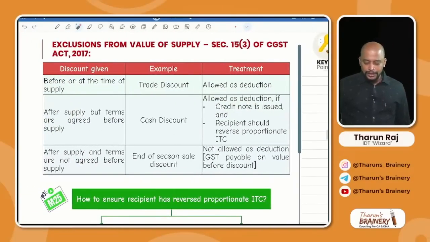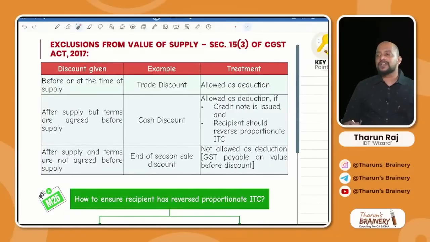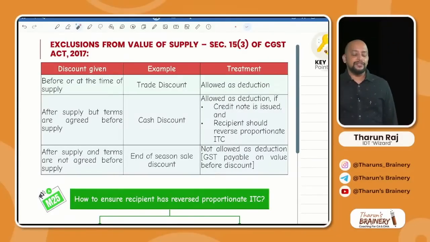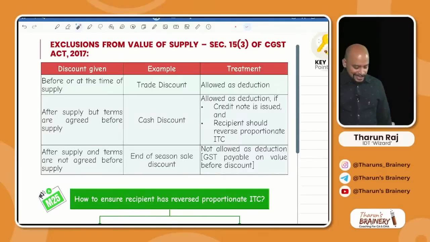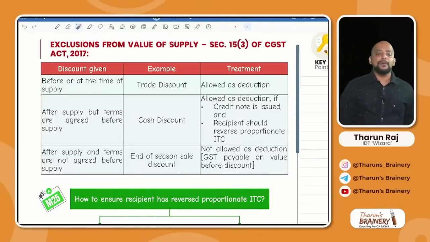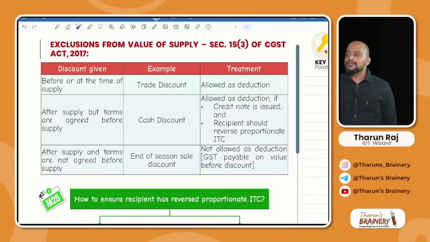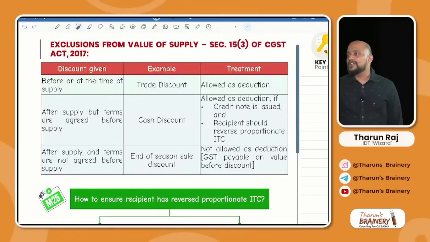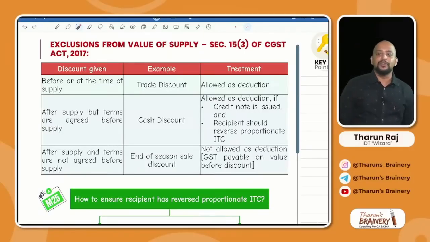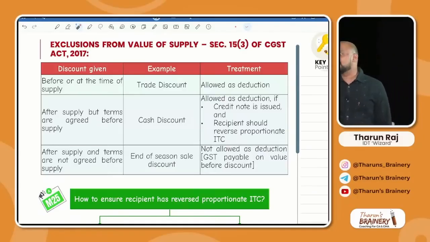Then look into exclusions from the value of supply. When it comes to exclusion from the value of supply, we have three exclusions. First one is, if the discount is given before or at the time of supply. What discount? Trade discount. There are different types of trade discount. You will go and bargain and tell them, my friends and relatives will come next time if you give me a discount. That is trade discount.